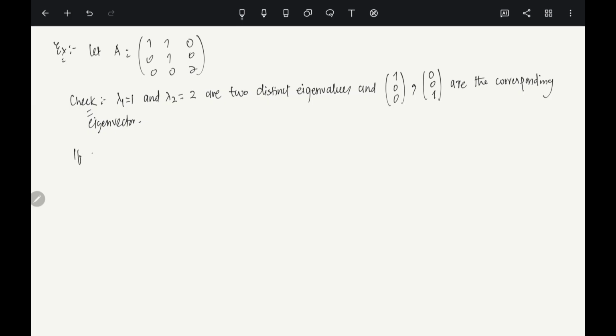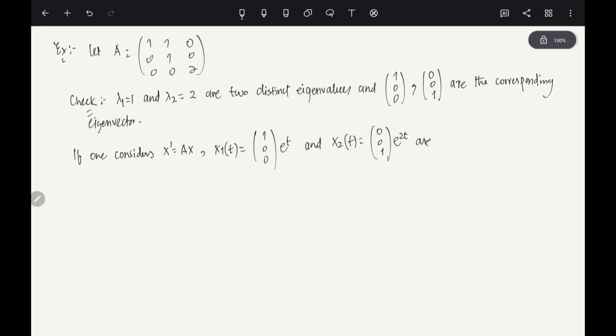If one considers, let's say, x prime equals Ax, then what are the solutions? x1 of t is given by (1, 0, 0) times e to the power t, and x2 of t is given by (0, 0, 1) e to the power 2t. Those are the two solutions. They are linearly independent, of course, but those are the only two linearly independent solutions.